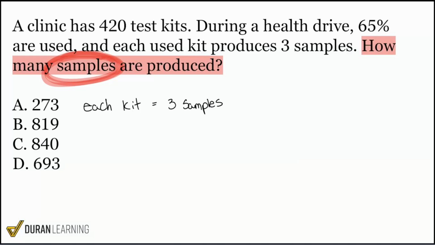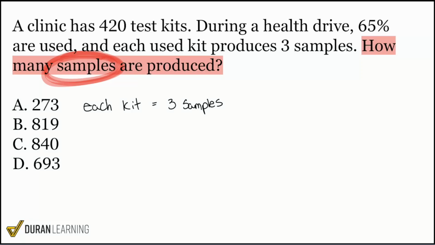Yeah, it's going to be multiplication. And here's the reason why. When you think about the word each, when you're trying to find the grand total, you're multiplying. When you have the word each and you're trying to get down to, let's say, if it says each kit is 3 samples and you're trying to get down to the number of kits, well, you'll be dividing that total by 3 to get the number of kits.